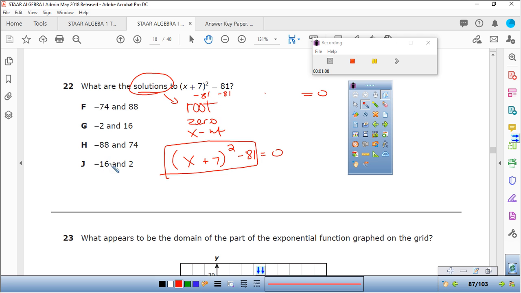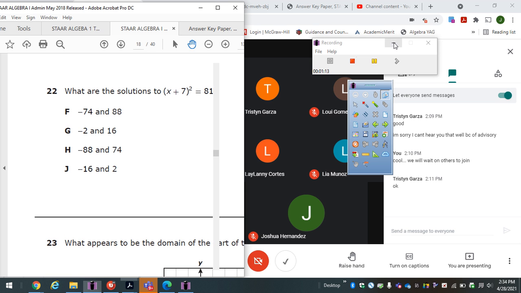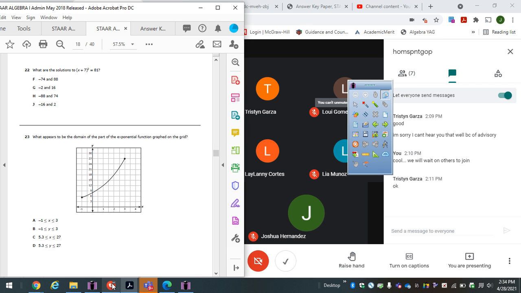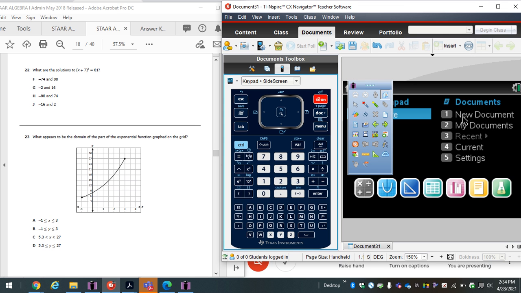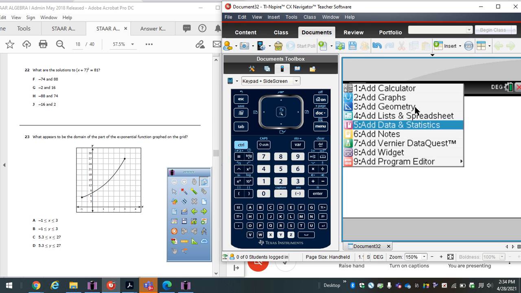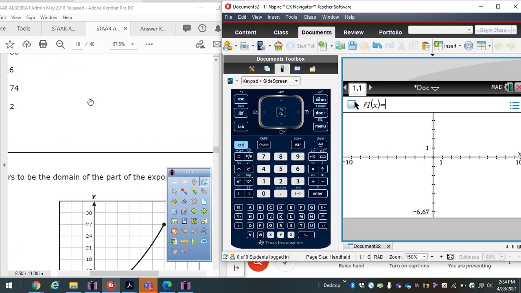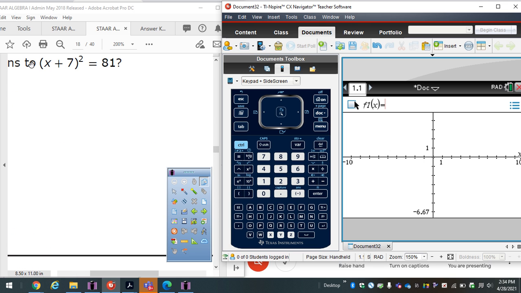Looking at it real quick, this is the answer right here. So let me come out here, make it smaller. I'm going to go ahead and graph it, guys. Turn it on, new document. I'm going to go to graphs. And remember the calculator here? I needed to set it equal to 0. So I'm going to go ahead and put it equal to 0.